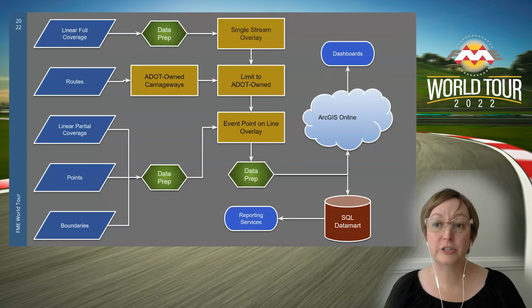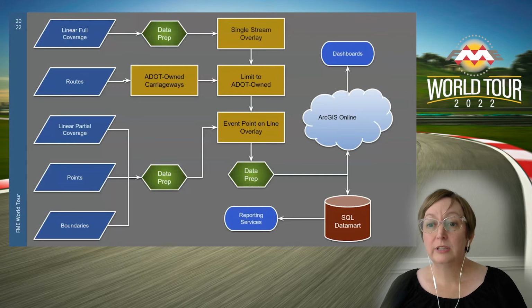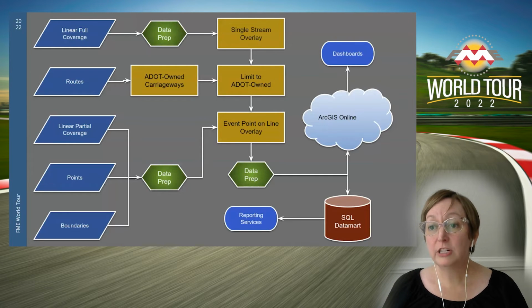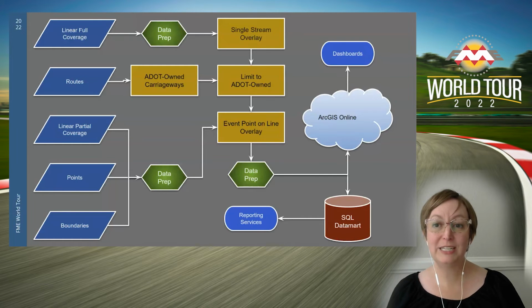This flowchart illustrates the process flow. First, we do an overlay of all linear full coverage events with ADOT-owned routes to define the scope of the process. Then we convert the linear events that have partial coverage and polygonal boundaries to points with length attributes, mix these in with the true point feature classes, and do an event point on line overlay with the output of the previous overlay process. Then we tidy that output and write to an ArcGIS Online feature service and our SQL database.